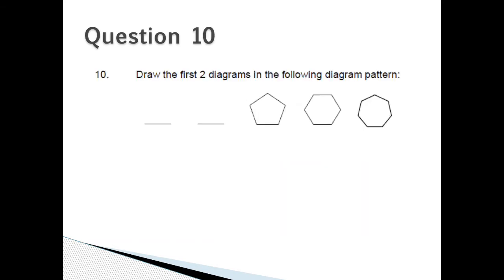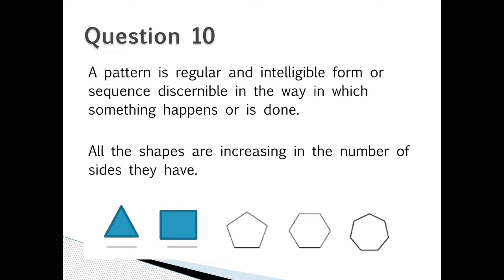Draw the first two diagrams in the following diagram pattern. There's a space, a pentagon, 5-sided shape, a hexagon, 6-sided shape, a heptagon, 7-sided shape. A pattern is a regular and intelligible form or sequence discernible in the way something happens or is done. All the shapes are increasing in the number of sides that they have. So the first one should be a triangle, the second one a quadrilateral. Then you have your pentagon, hexagon, and then heptagon.